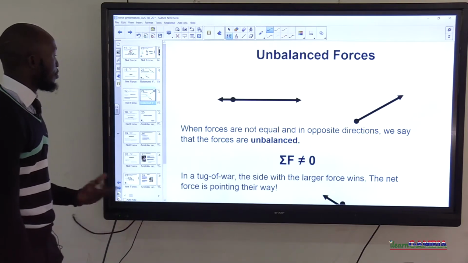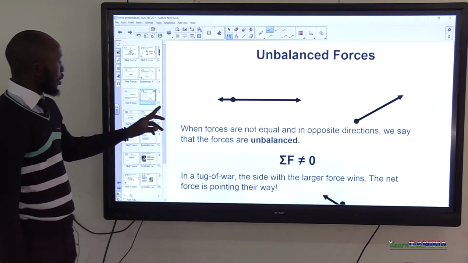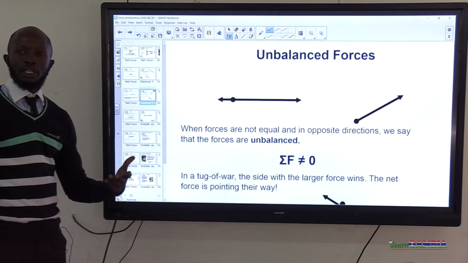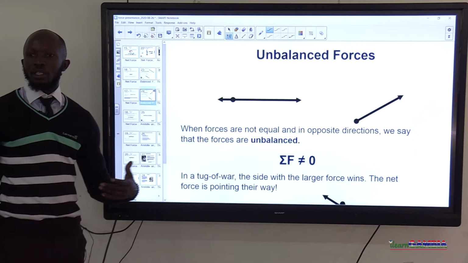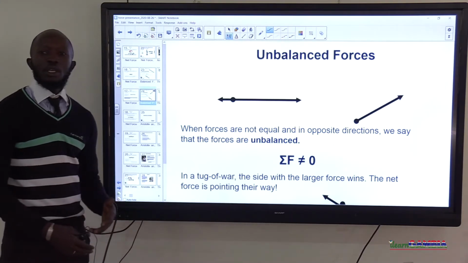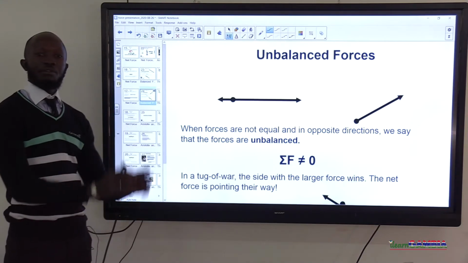However, if you have unbalanced forces, there is going to be a change in the direction of the net force. Obviously, with the different forces acting, there is what is called a net force, and the net force will act in the direction of the bigger force.